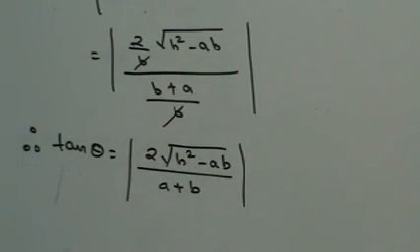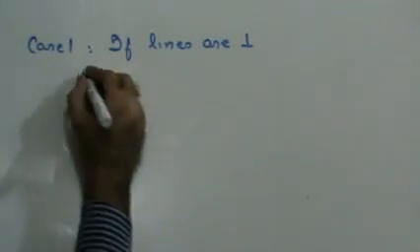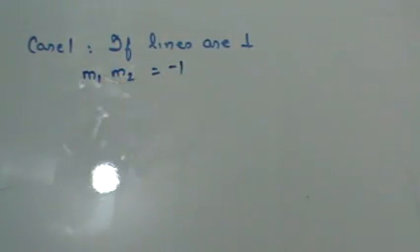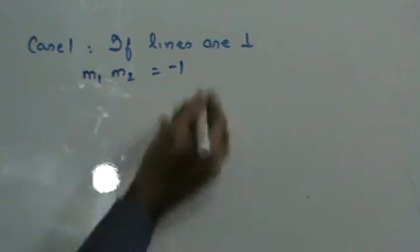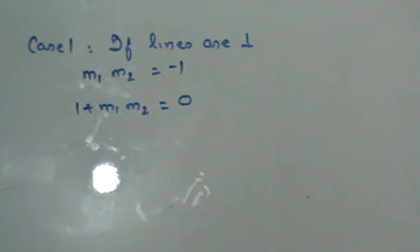Now, if the lines are perpendicular to each other, case 1. If the lines are perpendicular to each other, in that case I can then say that m1 into m2 is minus 1. If the lines are perpendicular to each other, then the product of the slopes will be minus 1. That means if I take this on the other side, I will get 1 plus m1 m2 is 0. Minus 1 comes on this side, becomes plus 1.